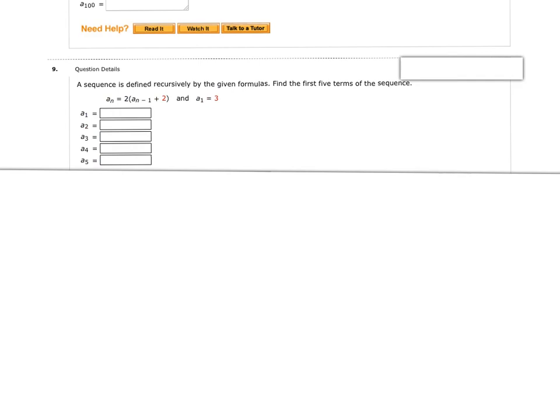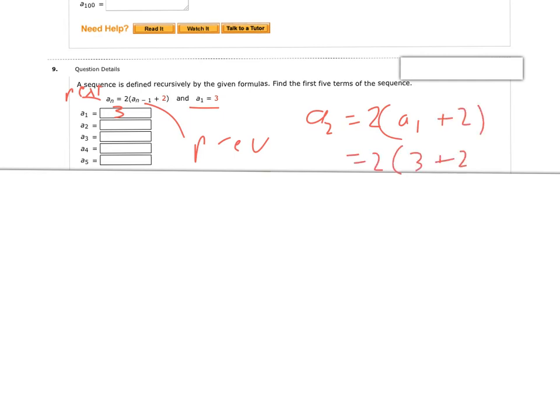All right, next up here, we have a recursively defined sequence. So this is saying the next term in the sequence is going to be found by taking the previous term in the sequence and doing this. So I know that a sub 1 is 3 since that's a given. So then for a sub 2, it's going to be 2 times the previous term a sub 1 plus 2 for me. And so I know the previous term is a 3. So that's going to turn out into 10.